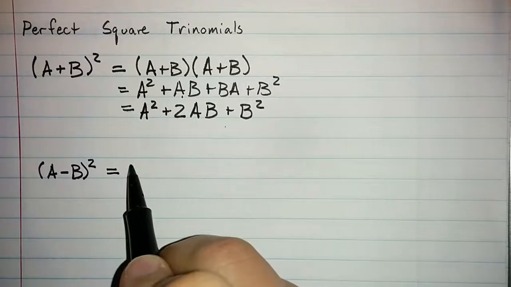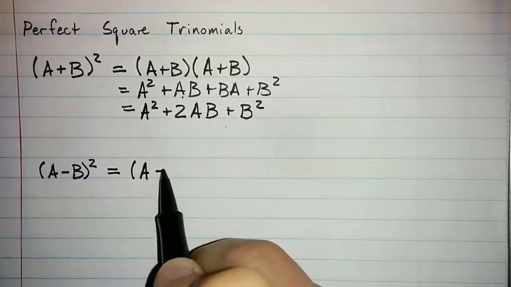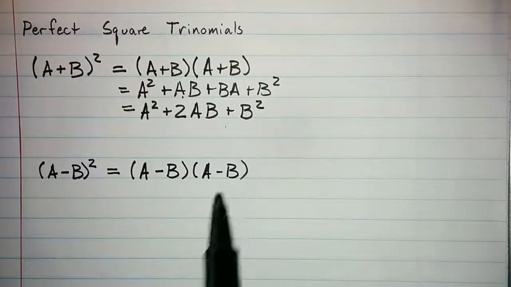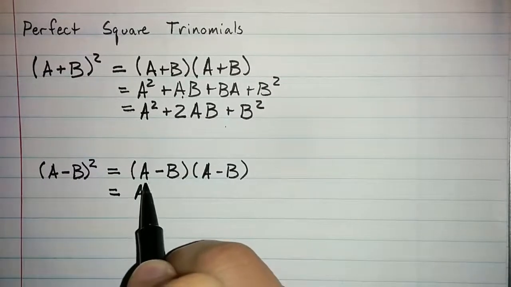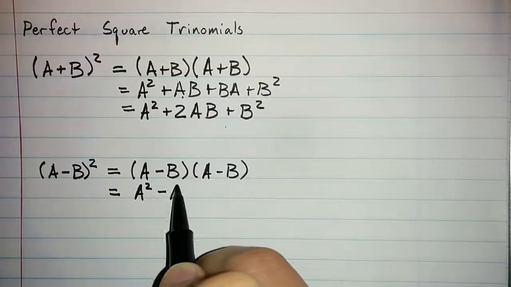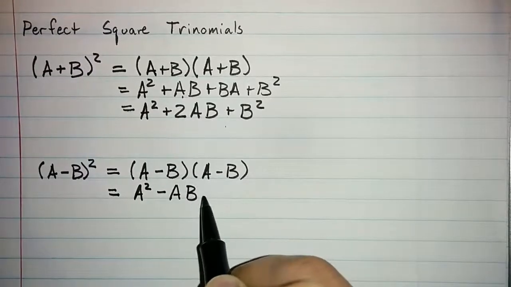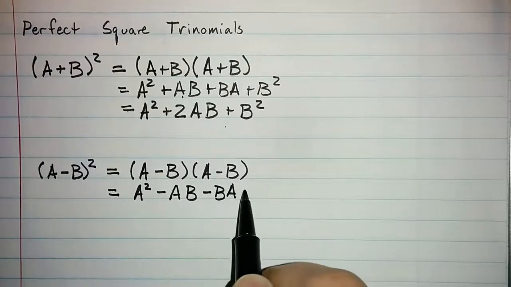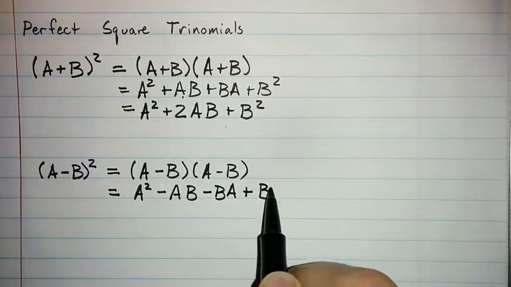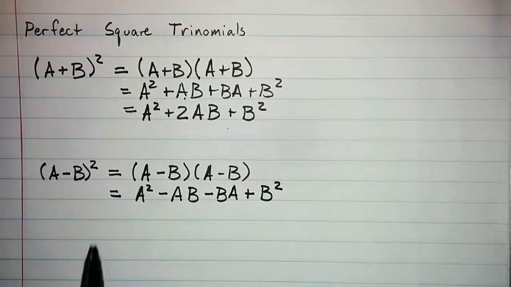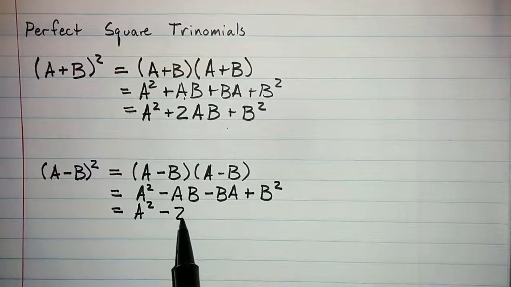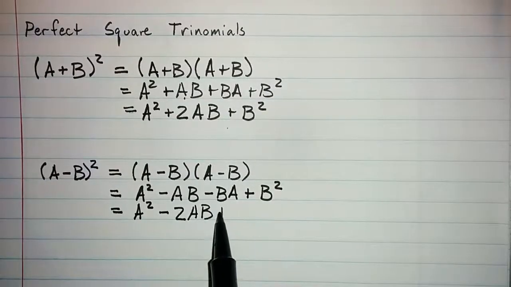What about (a − b) squared? Again, that's (a − b) times another (a − b). So that'll be a squared minus ab minus ba. Negative b times negative b will be positive b squared. So this will be a squared minus 2ab plus b squared.